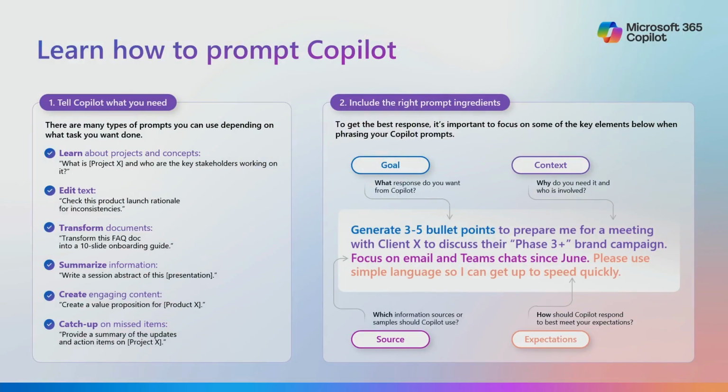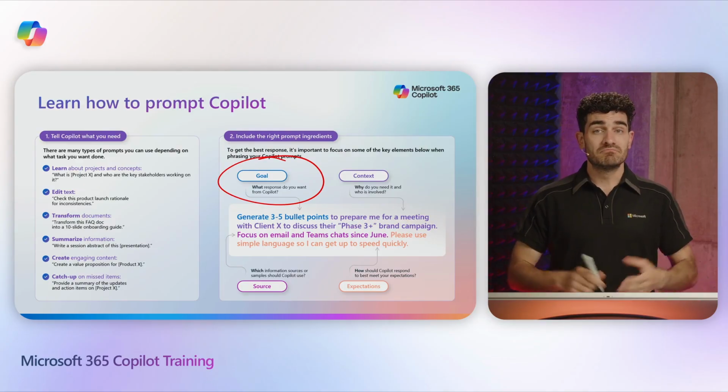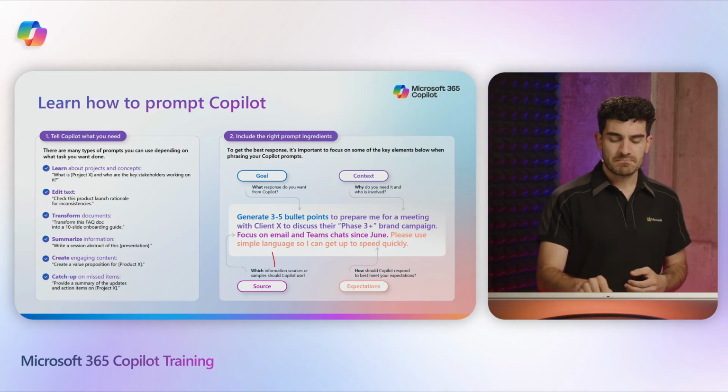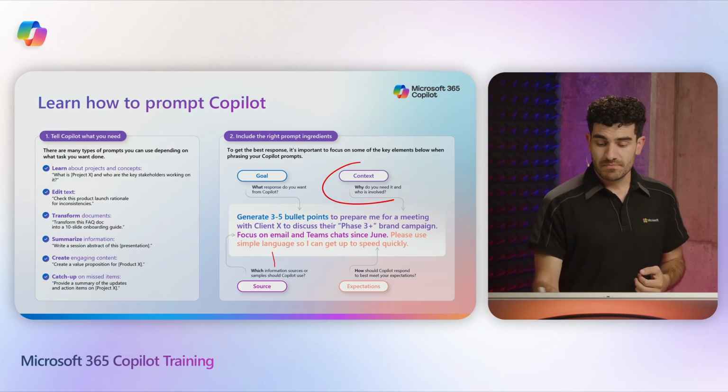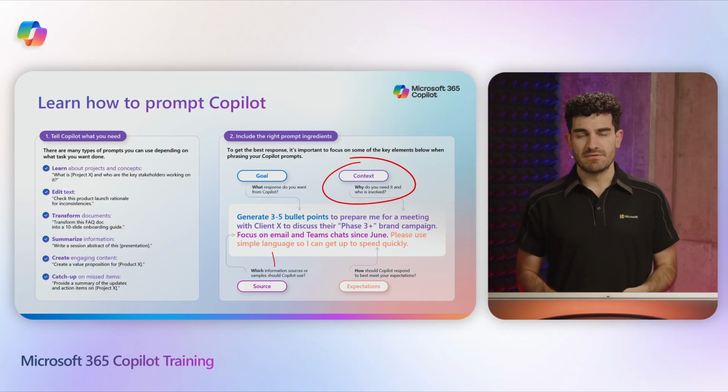There are 4 key elements to crafting an effective Copilot prompt. First is the goal. Clearly state what you want Copilot to do. For example, generate 3 to 5 bullet points. Easy. Context. Providing the background information to explain why you need the information.